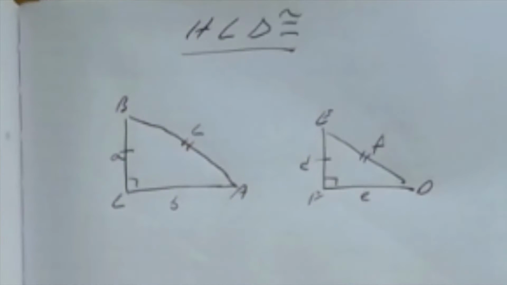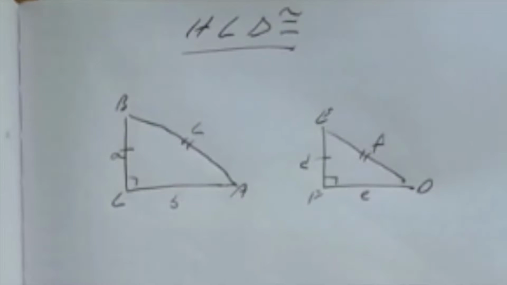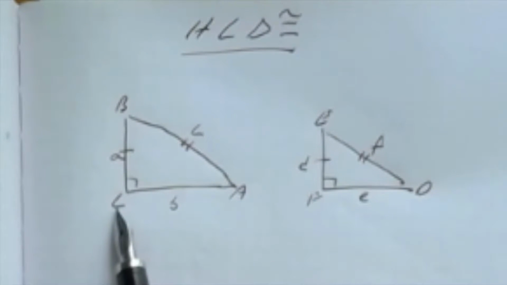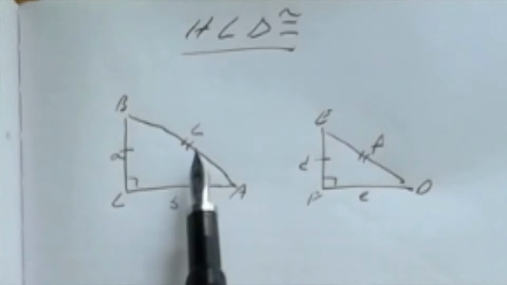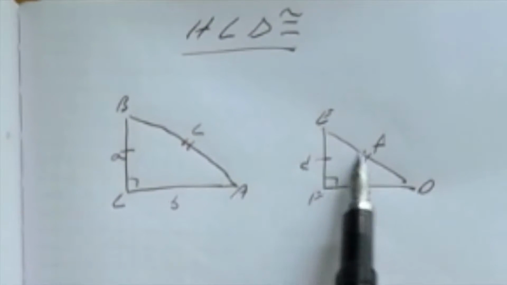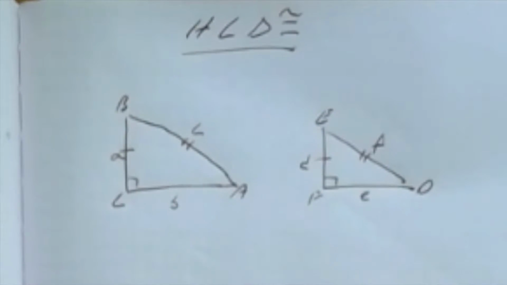Here we're going to take a look at hypotenuse leg triangle congruency. Hypotenuse leg triangle congruency relies on the fact that the angle opposite the hypotenuse is a right angle. So in this example, we see that C and F are both right angles. And we see that side C and side F are congruent to each other.